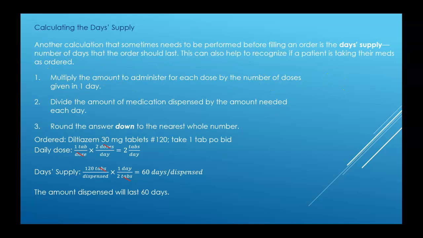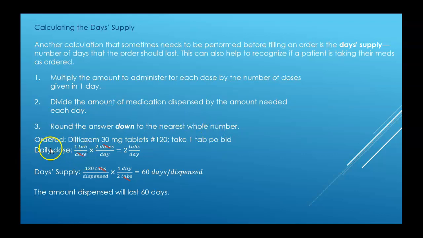So, to find the day's supply, we take the amount to administer for each dose and multiply it by the number of doses in a day. Then we take the amount that is dispensed and divide it by that first number, the amount per day. Then we round the answer down to the nearest whole number.